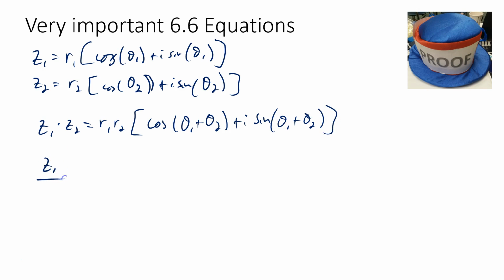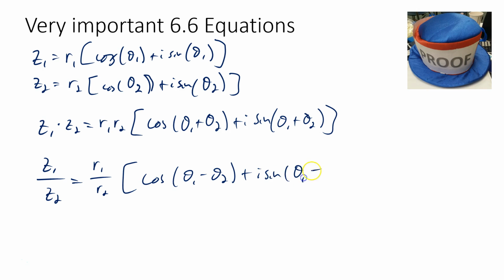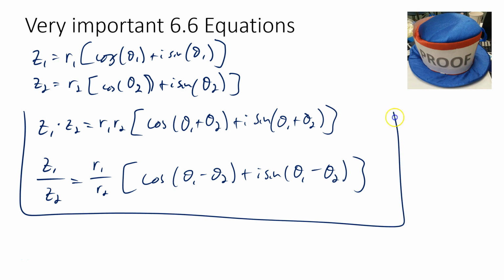And this is another cool one, z1 over z2. Well, in the front, we're going to have r1 over r2. What do you think we do with the thetas this time? Instead of addition, we subtract them. Cosine of theta 1 minus theta 2 plus i sine of theta 1 minus theta 2. So, two very important equations. Make sure you have these in your notes. We will be using them quite a bit in the next few days. So, let's take a look at an example.